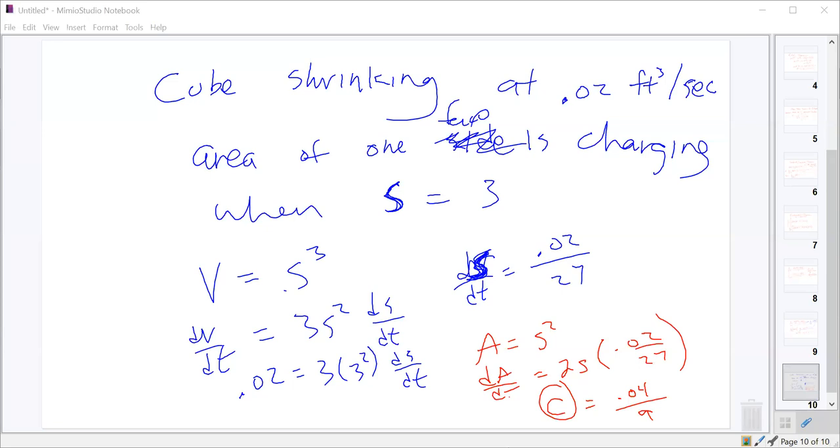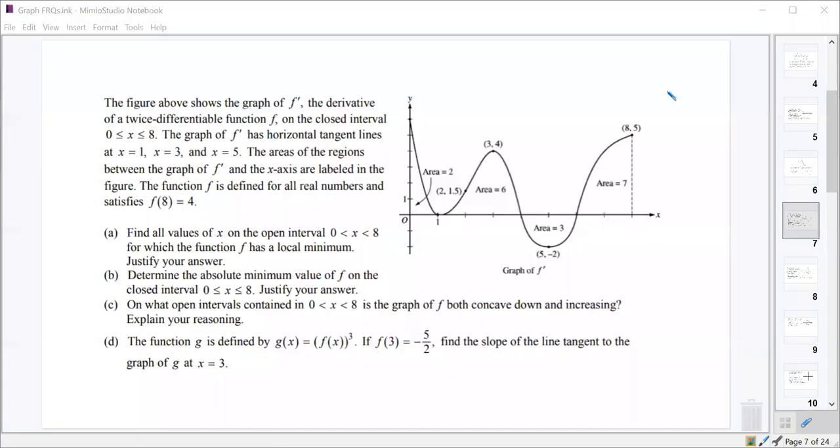I believe we've done that one. I think we did this one too. We did this one? All right, this one's up next then. I will give you guys 15 minutes to work through this one. Part A: we're going to find all values of x on the open interval where f has a local min. This is the graph of f prime, so f has a local min if f prime goes from negative to positive. It looks like that occurs at this value. What is that? 1, 2, 3, 4.